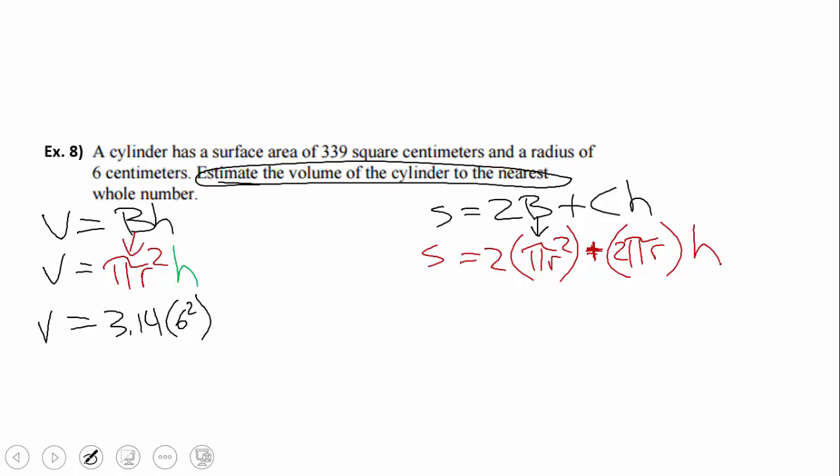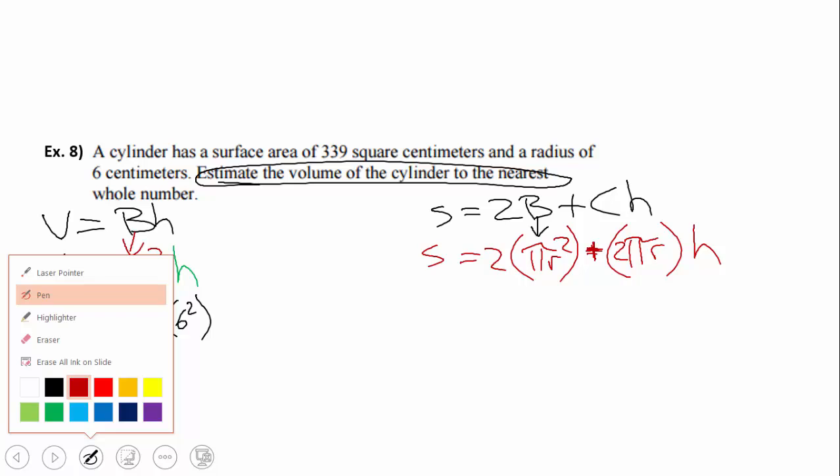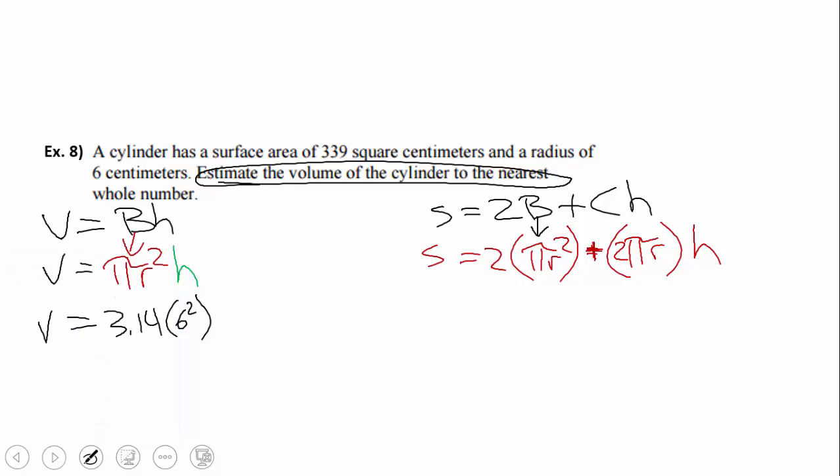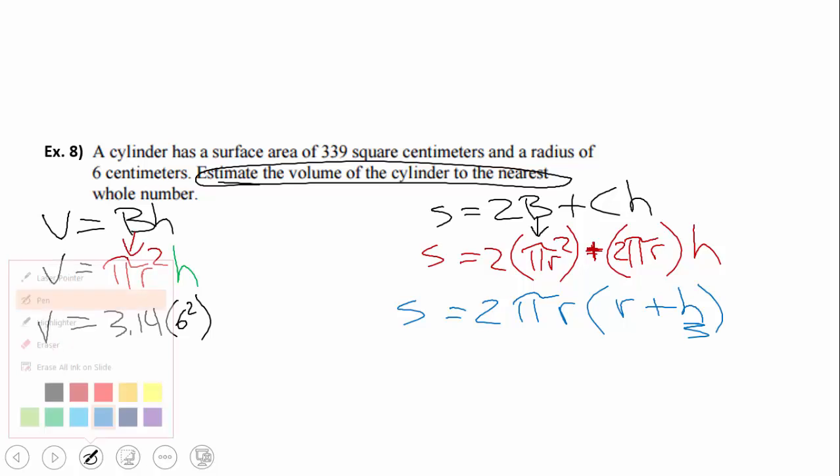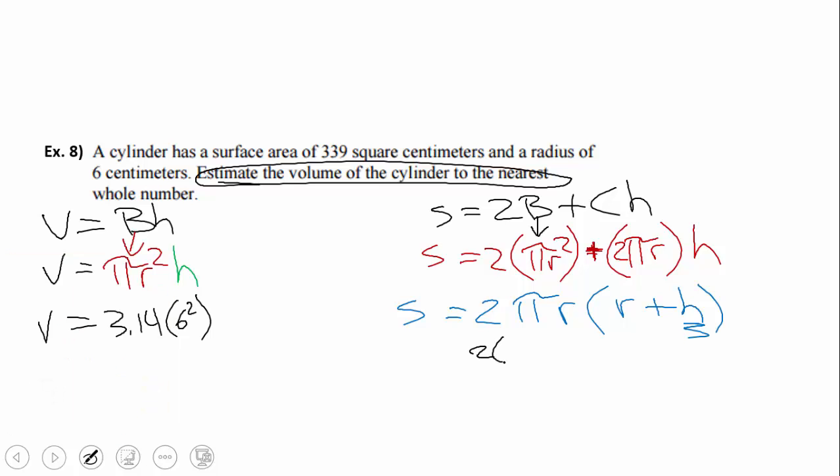All right, ladies and gentlemen, I've always been a fan of factoring. We're going to pull out a 2, a pi, and a radius, and multiply all that times the radius plus the height. Height is what we're looking for. So now we can fill in our numbers. I got 2 times 3.14 times our radius, which is 6 centimeters, times 6 plus the height. The height is what we're looking for, and that is equal to the surface area, which they gave us as 339.